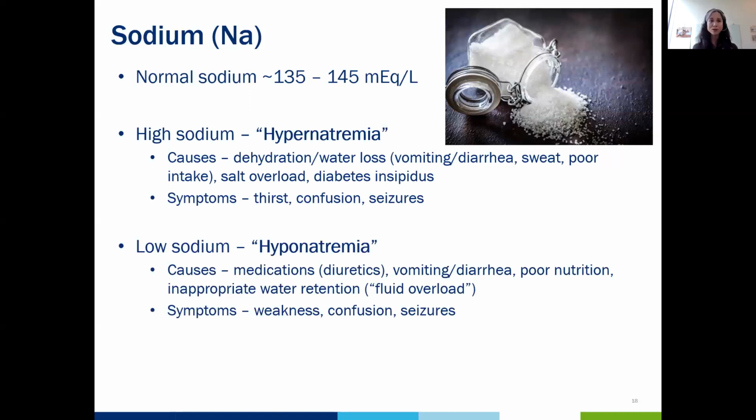Low sodium levels, also called hyponatremia. Different causes, again, medications. You can see a theme here.